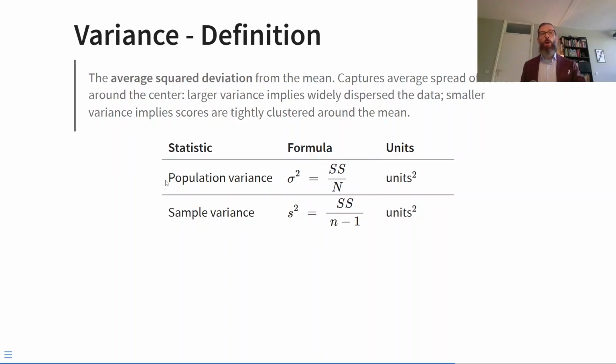Larger values for the variance tell us that the data are more dispersed, and smaller values for the variance tell us that the data is tightly clustered around the mean. There are two different formulas that I want to make you aware of. The first is for the population variance, indicated by a Greek letter sigma squared. And this is the sum of squares in the whole population divided by the size of the population, n. The sample variance, or Roman letter s squared, is calculated by taking the sample sum of squares and dividing by n minus 1. I will explain in a second why this is the case.